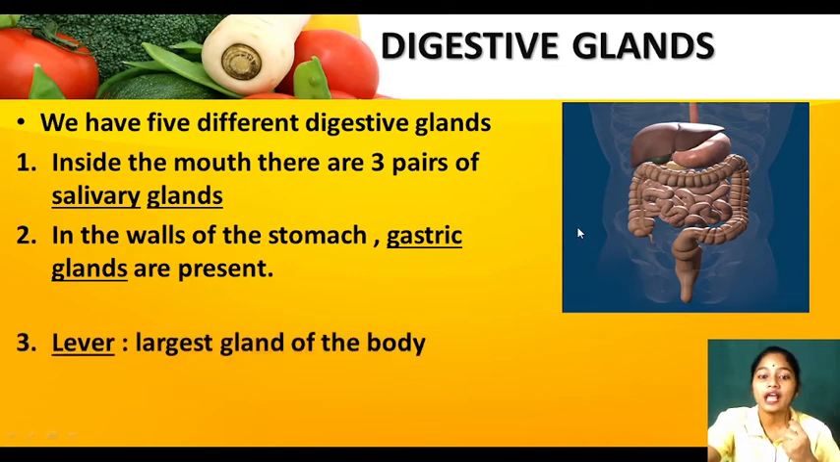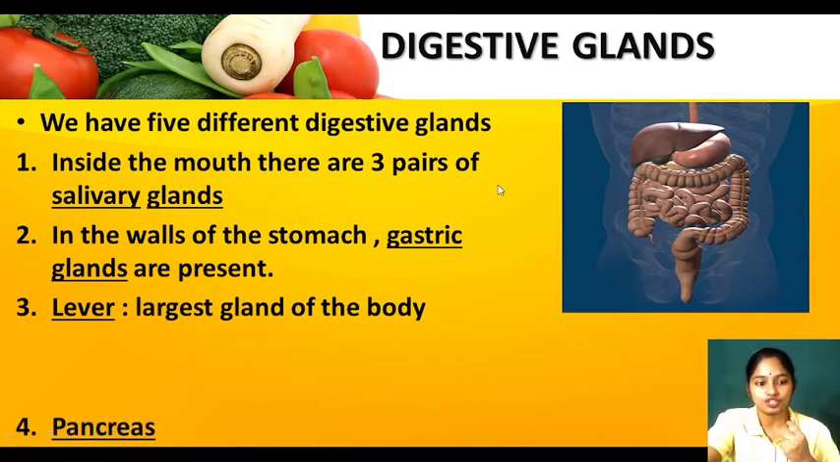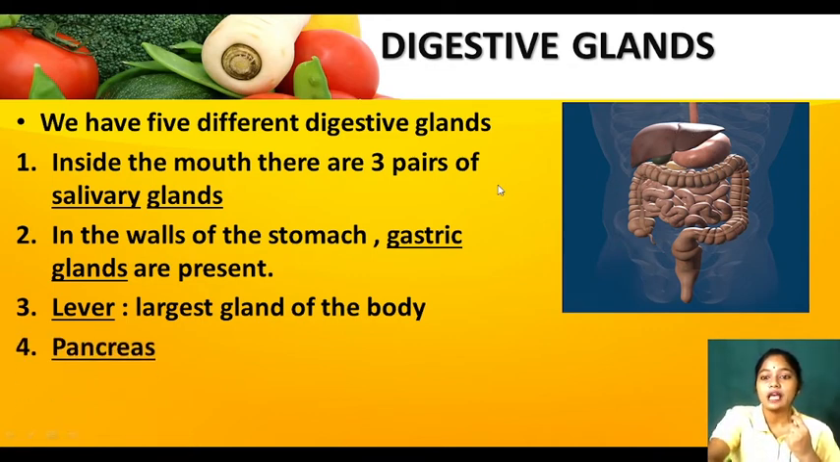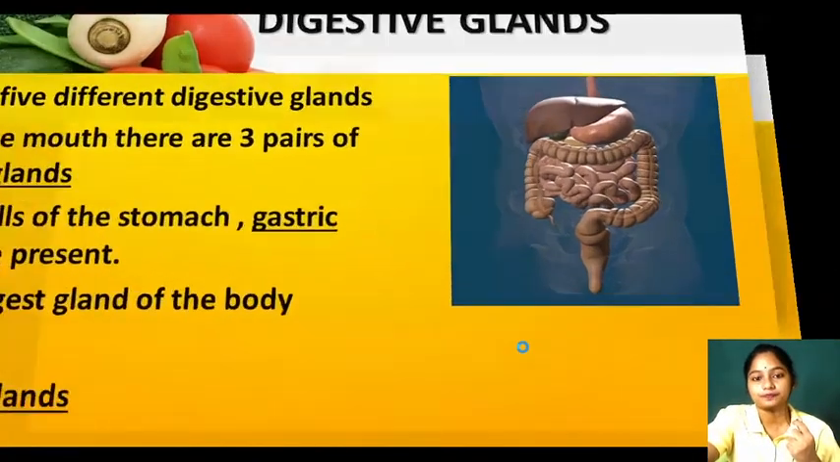Along the walls, gastric glands are present which help in our digestion. And the liver, can you see, this is the liver, it is the largest gland of our body. It also releases certain chemicals, enzymes, juices which help in our digestion. Then comes the pancreas. The pancreas is also there in the back side of this, it also helps. And inside the intestine certain glands are there which help in the absorption and assimilation.